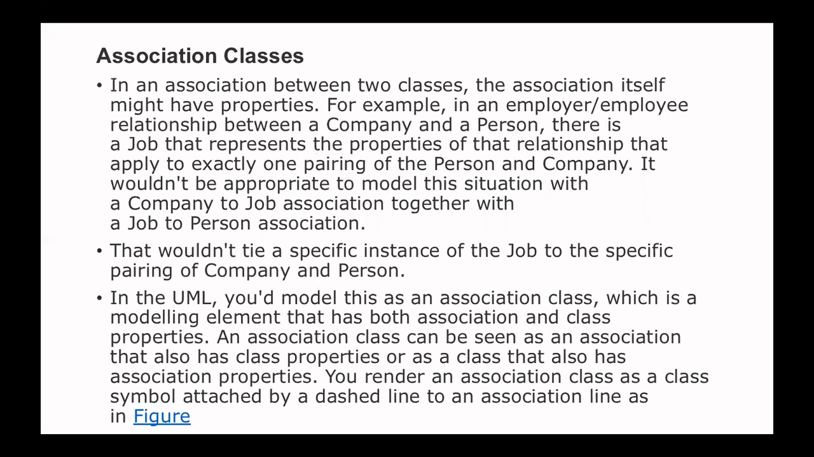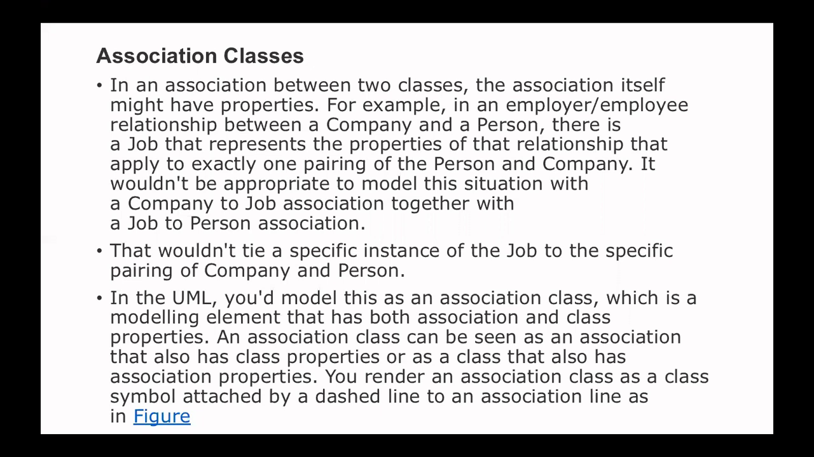Association classes. In an association between two classes, the association itself might have properties. For example, take an employer-employee relationship between a company and a person. There is a job that represents the properties of that relationship that apply to exactly one pairing of the person and company. It would not be appropriate to model this situation with a company to job association together with a job to person association, because that would not tie a specific instance of the job to the specific pairing of company and person.